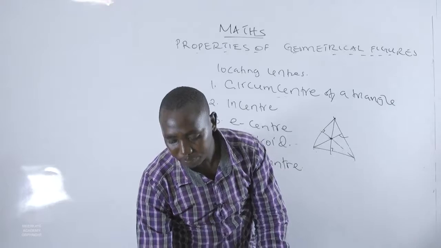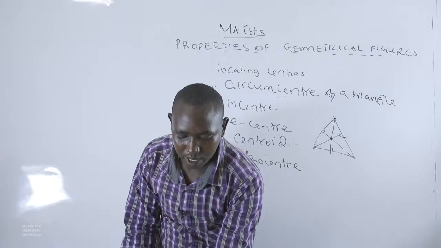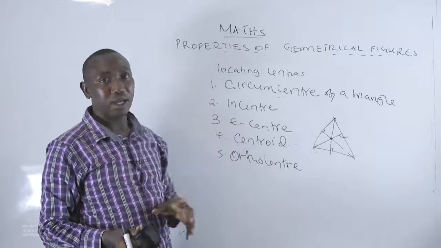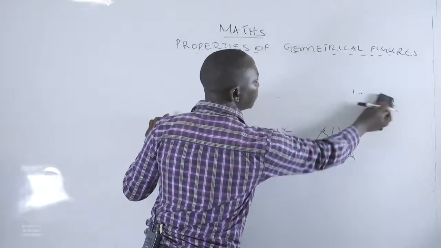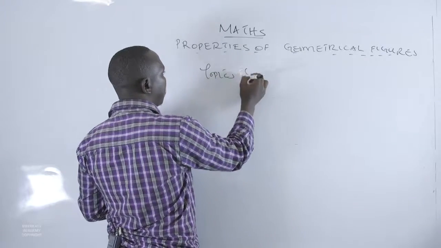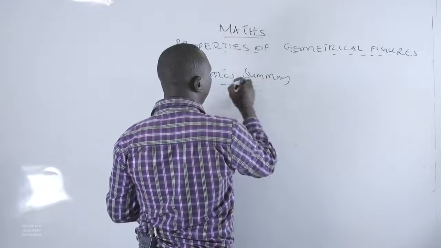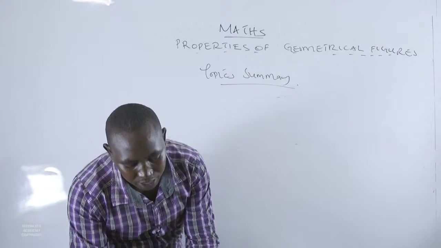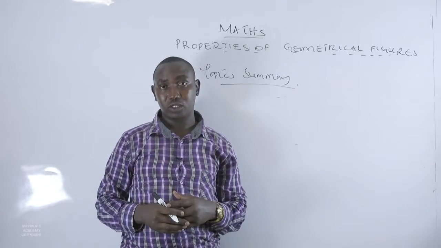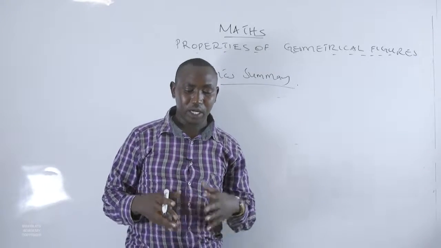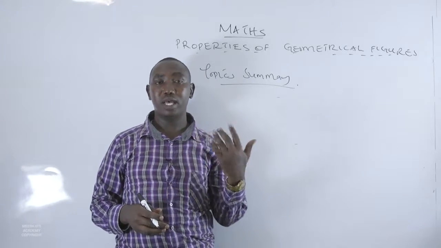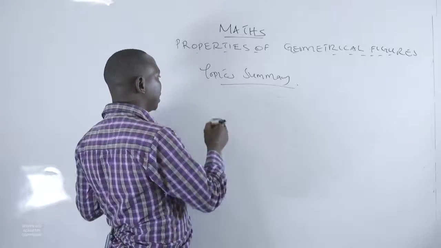To wind up, let me go through what we were able to learn on this topic from the beginning. The first aspect that we were able to cover was on angles and parallel lines, where we said we have got different types of angles, like the acute angle, which is usually more than 0 but less than 90 degrees.